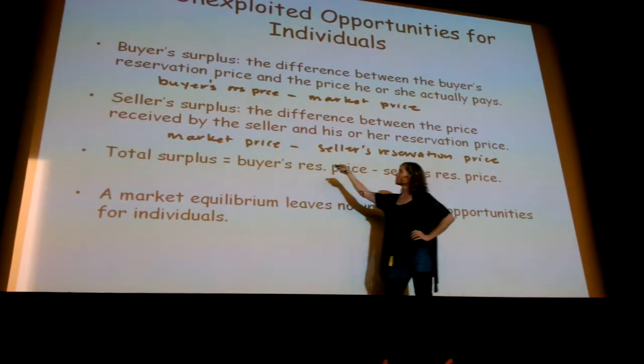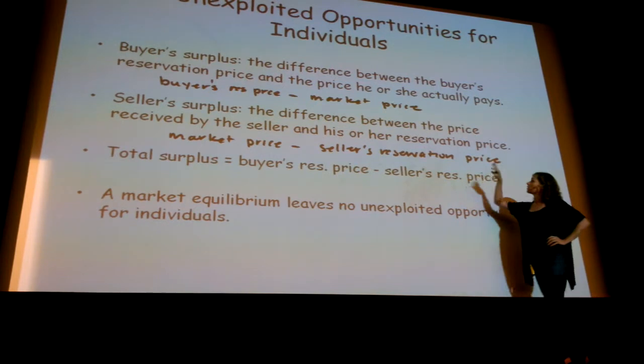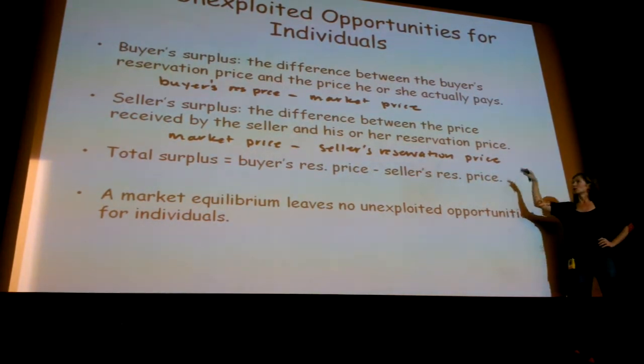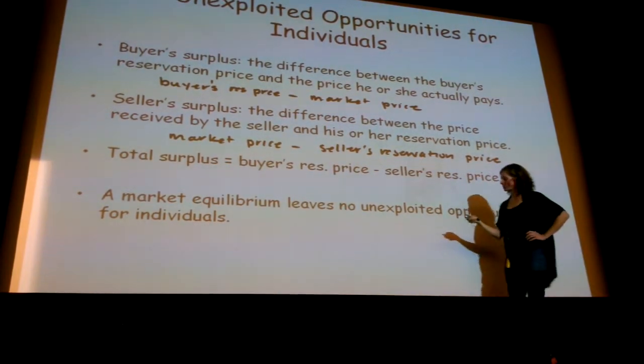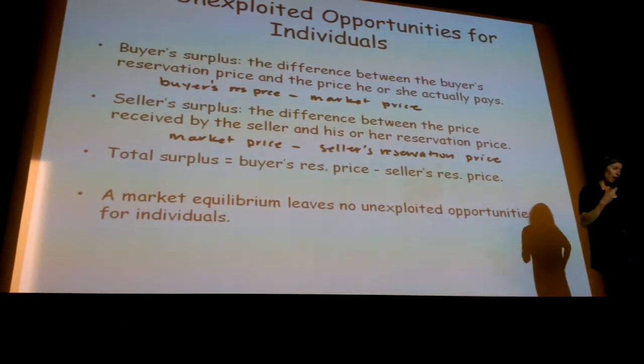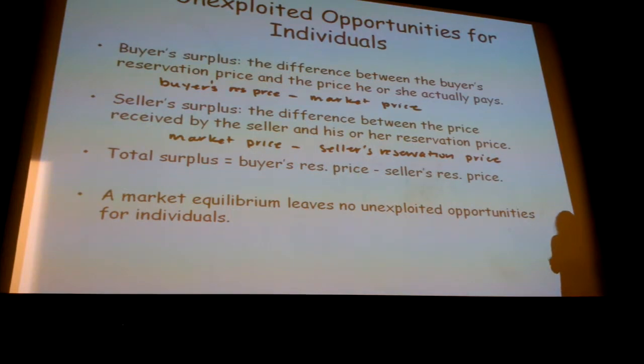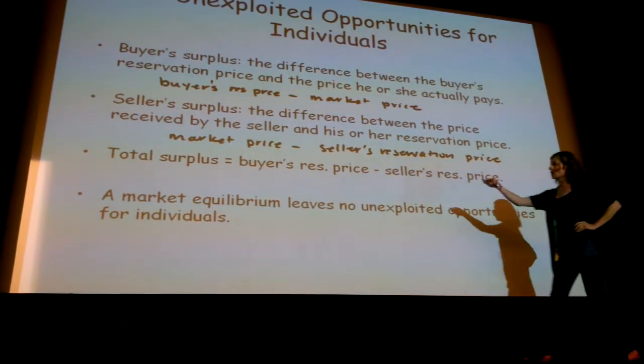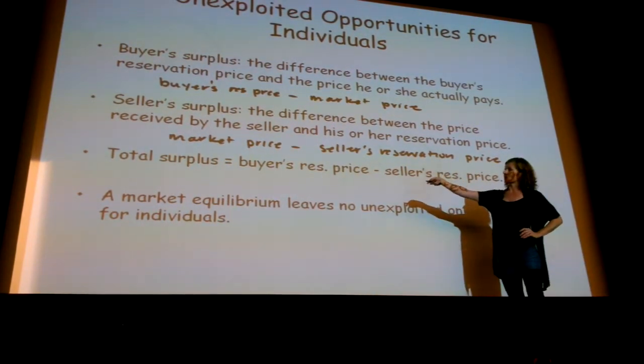And the seller's surplus is going to be the difference between the price that's received by the seller and his or her reservation price. So typically that's going to be the market price, again, minus the seller's reservation price. And then one of the things that we can try and measure is something called total surplus, which is just the sum of buyer's surplus and seller's surplus.